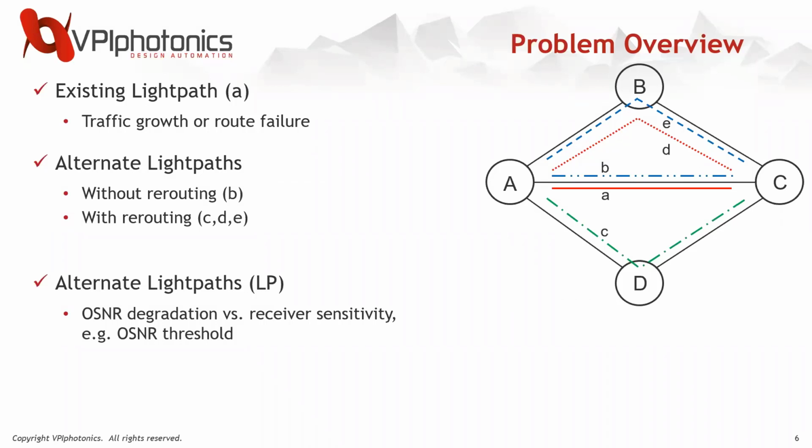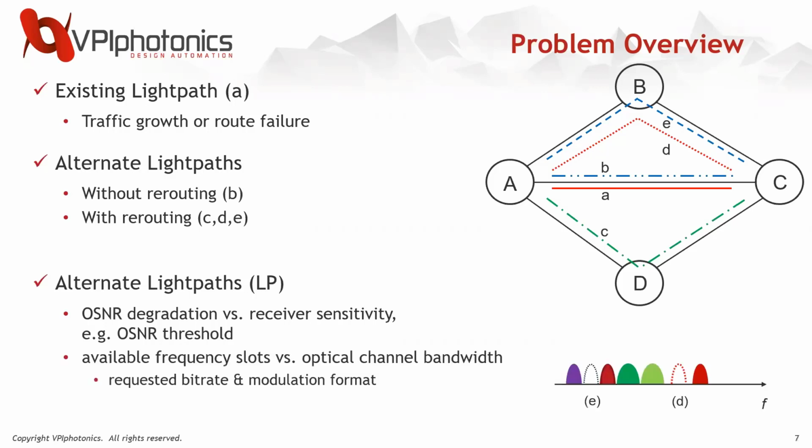Also, we should keep the quality of transmission in mind. Alternate routes are usually longer, so they require more amplifiers and, consequently, have a higher OSNR degradation. And we should make sure that the available frequency range fits the channel bandwidth, which depends on the updated bandwidth variable transceiver configuration. So it is bitrate and modulation format dependent.